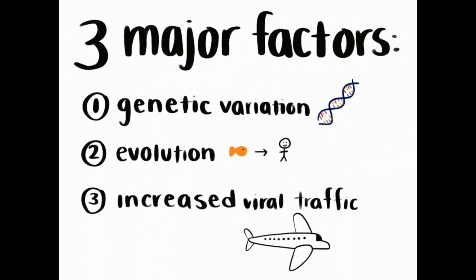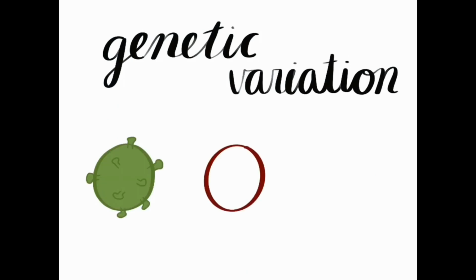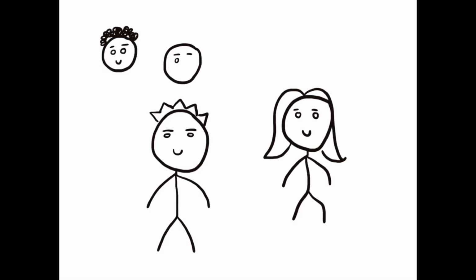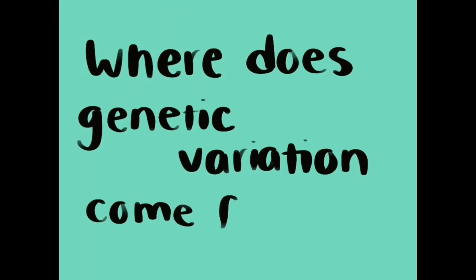Increased viral traffic. Genetic variation basically means that in any given population of viruses, differences exist in the genomes of individual viruses in that group. This is just like how the students of your school might all be humans, but they're individually different from each other. But where does genetic variation come from?